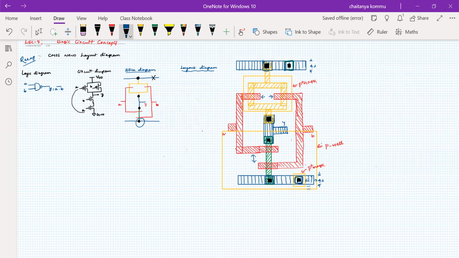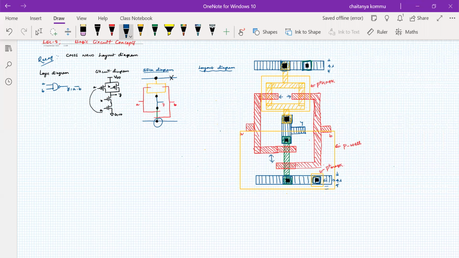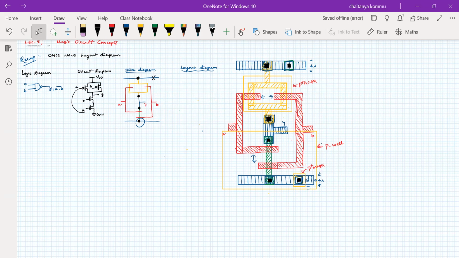What is the design rule for the width of the diffusion? What is the width of the polysilicon? What is the width of the N diffusion, P diffusion? What is the size of the contact cut? What is the size of the overlapped region? All these things you should know. Once we know this, you can easily draw the layout diagram in this way. You will almost certainly find 6 marks or 12 marks questions on this in your main examination.